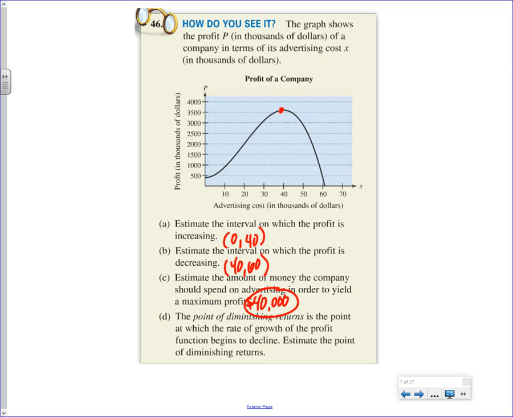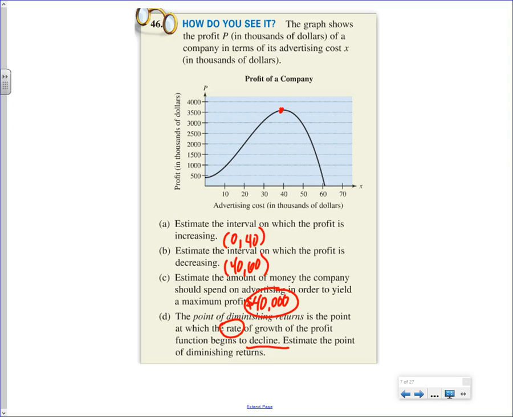Look at this one. The point at which the rate of growth begins to decline. This function, at its maximum profit, starts to decline after. Not every function behaves that way, but most functions at their maximum are increasing before and decreasing after. But the problem is, on letter D, it's not saying profit, it's saying rate.